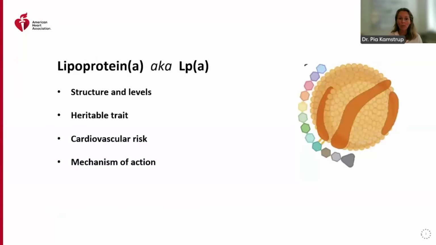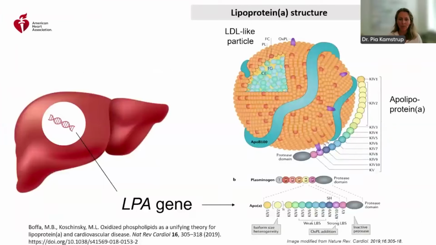Today, I will briefly review Lp(a) particle structure and heritability, summarize the genetic epidemiologic evidence for Lp(a) as a causal risk factor for cardiovascular disease, and touch upon possible mechanisms of action.